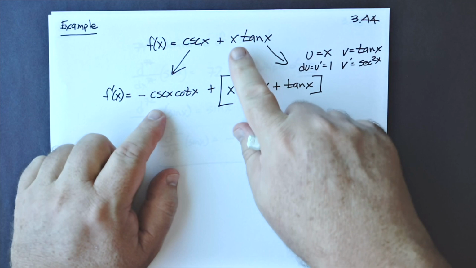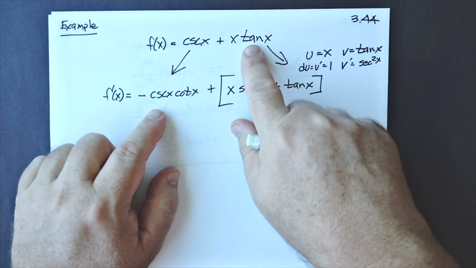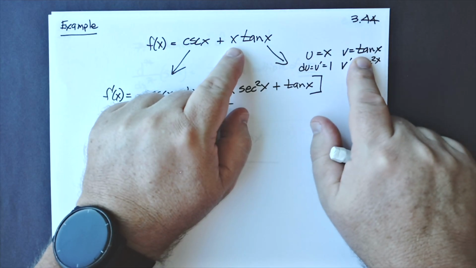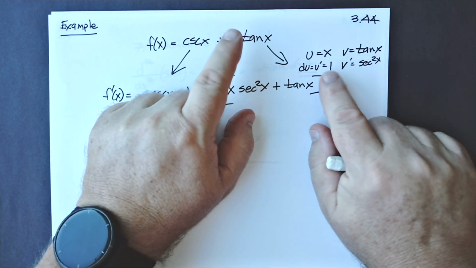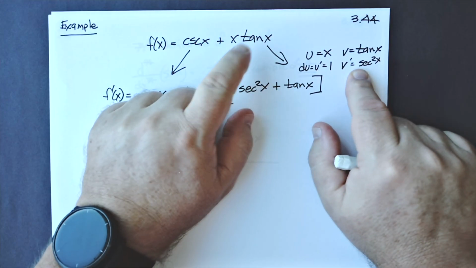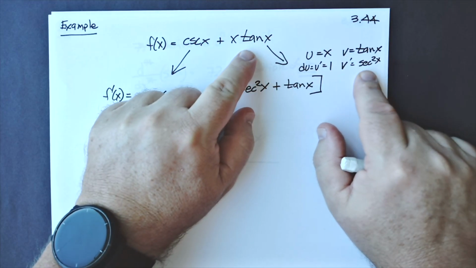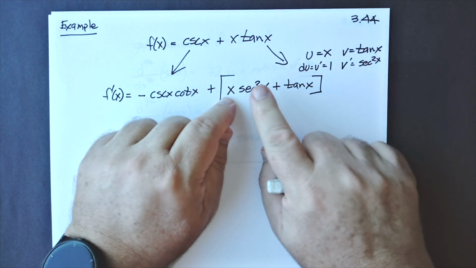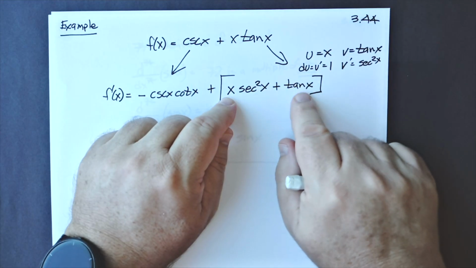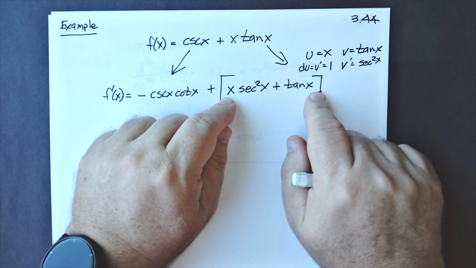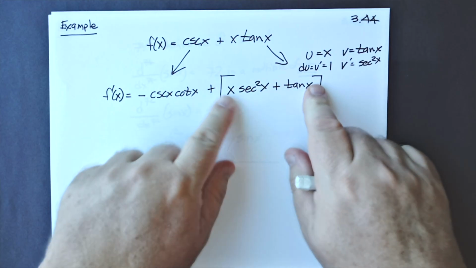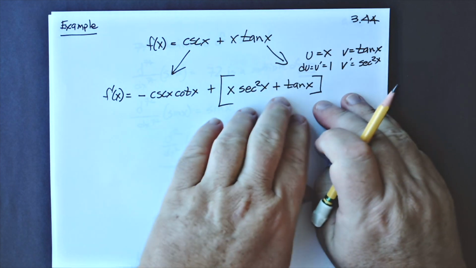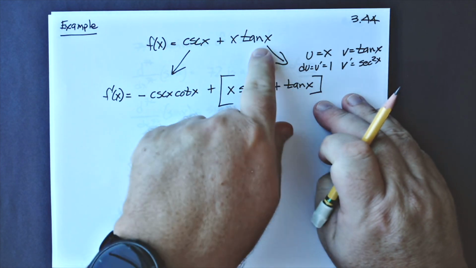Plus, then this x tangent x, that's a product rule. So my u is x. My v is tan x. Well, my du is going to be 1, right? The derivative of x is 1. And the derivative of the tangent is the secant squared of x. So I'm going to put that information into my product rule. u v prime plus v u prime. du is just 1 in this case, so I don't do anything. So here's my answer right here. I put the brackets here to show you that this chunk is the derivative of that.